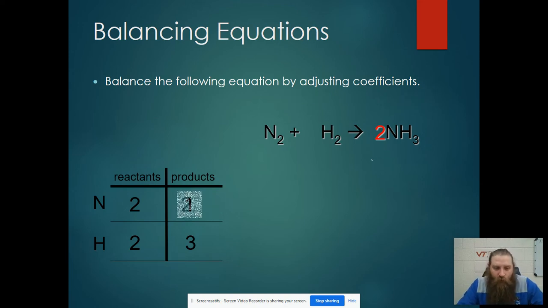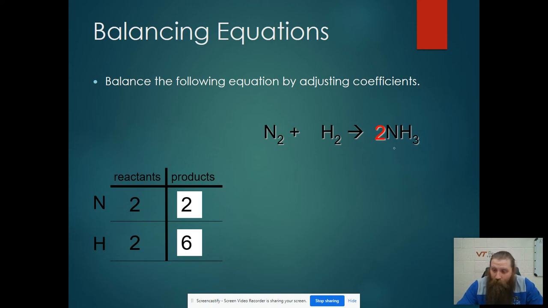Now, what that's going to do is change that number to 2, because 2 times 1 is 2, right? There's an unspoken coefficient there. And 2 times 3 gives me 6, right? Anytime I change a coefficient, I need to update my running count. Now, 2 and 2, they're equal, so nitrogen is good. I look at the hydrogens. I have 2 and 6.